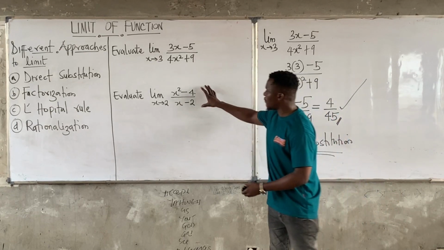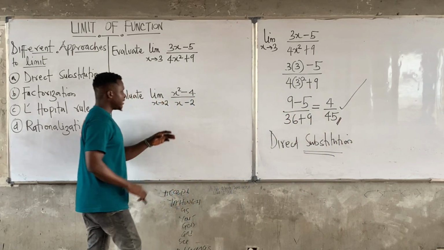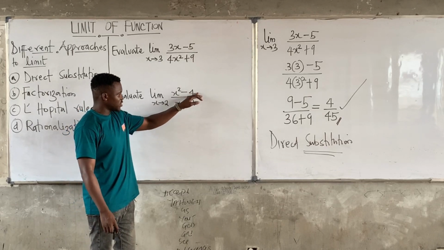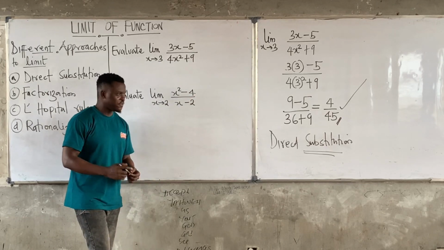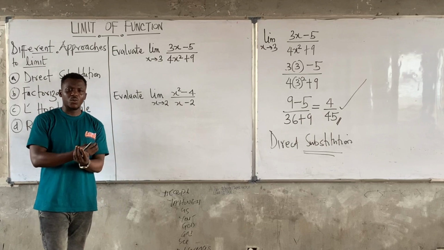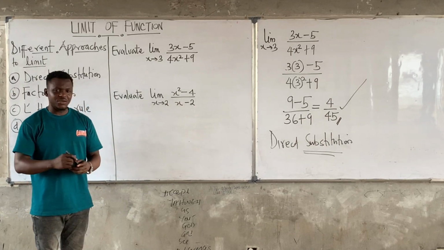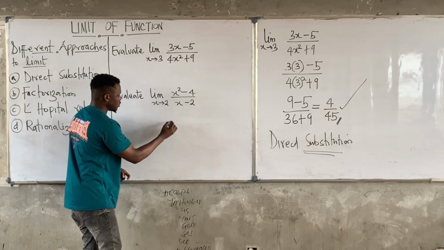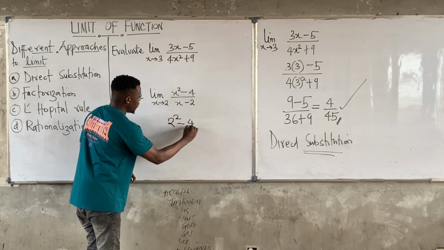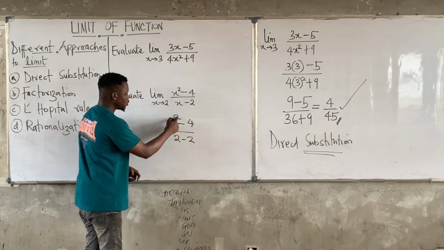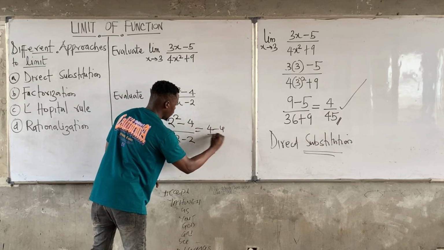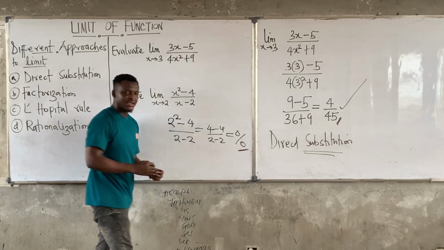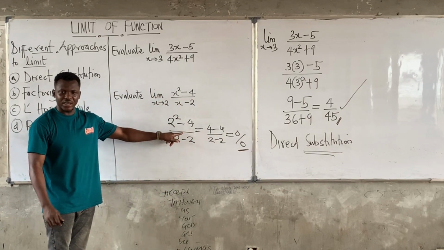Alright? Now let's look at the second question here. They say we should evaluate the limit as x tends to 2 of x squared minus 4 divided by x minus 2. I told us that anytime you have a question like this, insert your value for x and see if it's going to give us 0. So anywhere I see x, I put 2. So this is 2 squared minus 4, over 2 minus 2. 2 squared is 4, minus 4 is 0, and 2 minus 2 is 0. So this is giving us 0 over 0. So this is indeterminate, and direct substitution is not going to work out here.